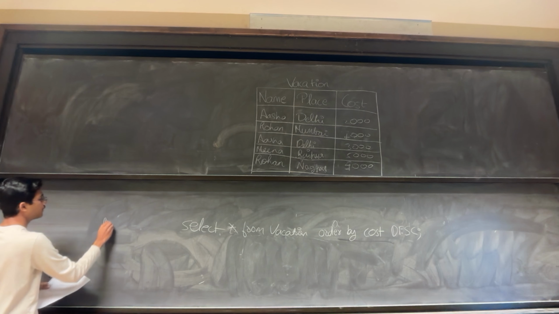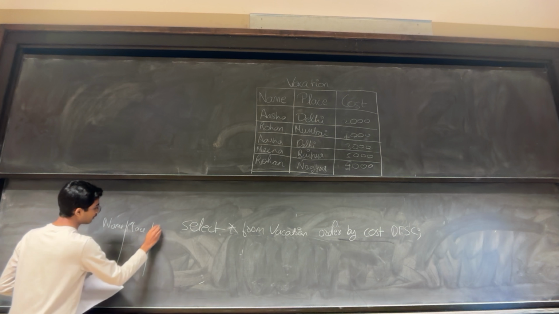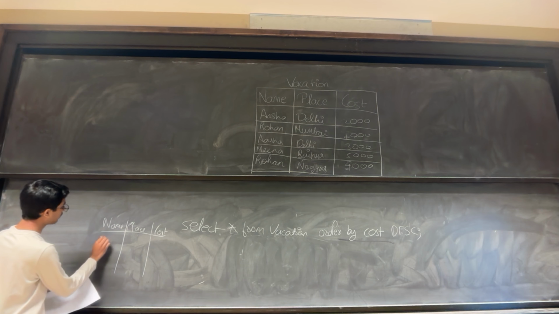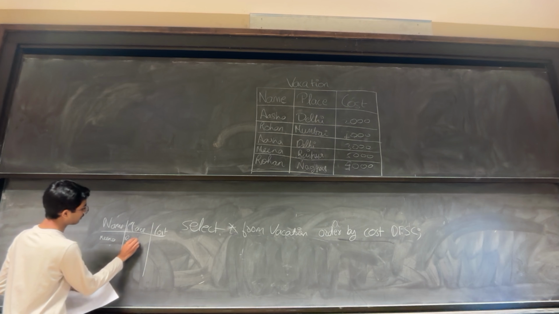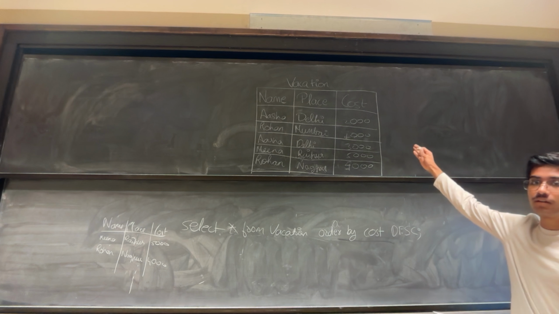So the output would be the entire table. So let's write it: name, place, cost. So the most expensive one is Raipur. So we have Meena, Raipur 5,000. Then we have Rohan, Nagpur 4,000. So this will continue and it will print out all the values that we have inside in the descending order of the cost column.